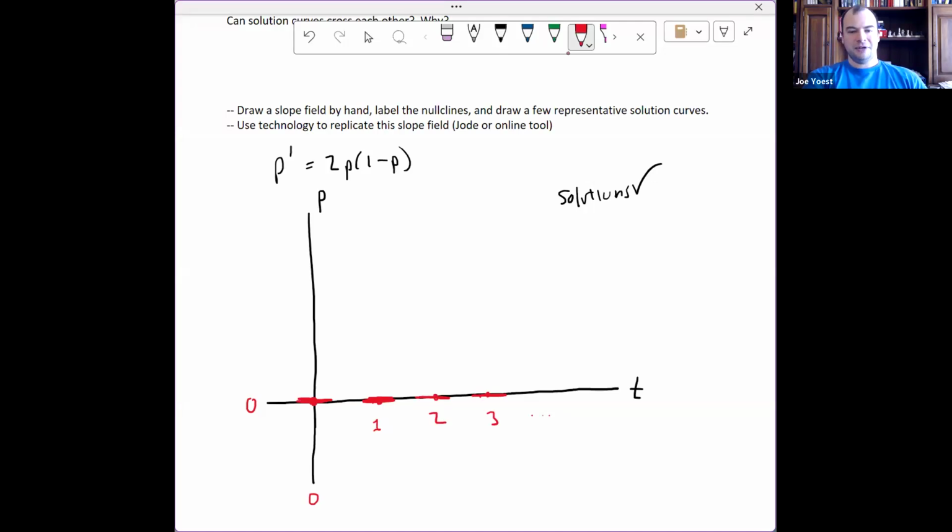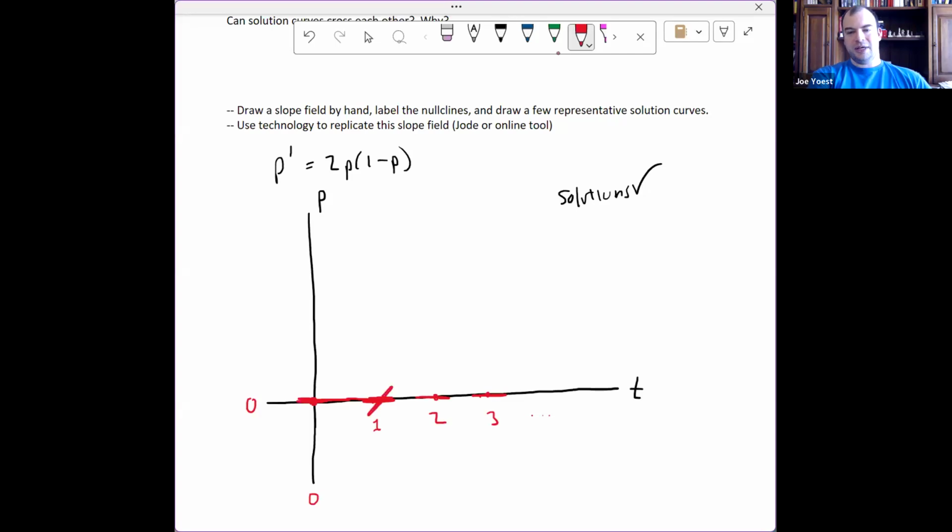So in other words, if I have a solution that goes through (0, 0), locally near (0, 0), it should look like the horizontal line P equals 0. It should just follow this curve out a little bit to the right. Maybe I'll actually draw that in red because it'll show up a little better. I'll follow this curve out to the right and I run into, say, (1, 0).